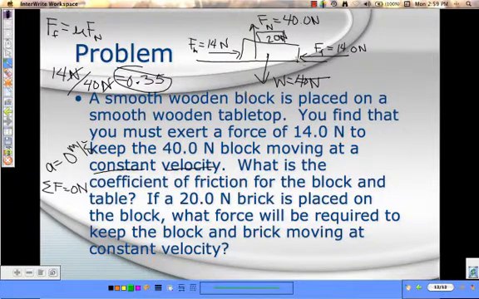Let me change color here. Ooh, you can't even see that, can you? So that means that our normal force is also 60 newtons. But we can still use the same coefficient. So now our force of friction is equal to 0.35 times our normal force, 60.